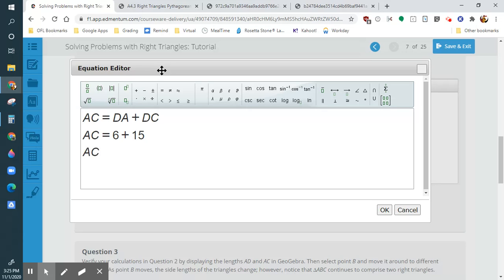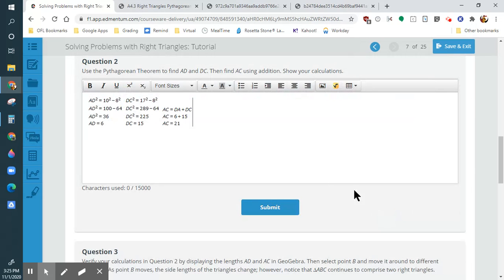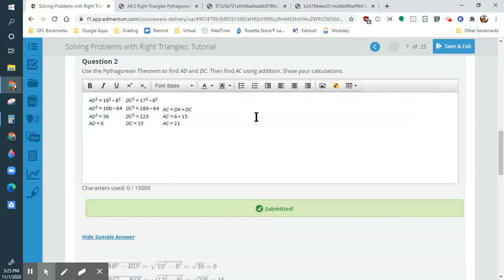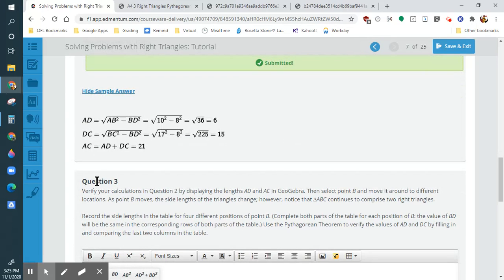So AC equals 21. All right, and that's our work there. Submit that. And we can see our work here. So again, they use the square root method.